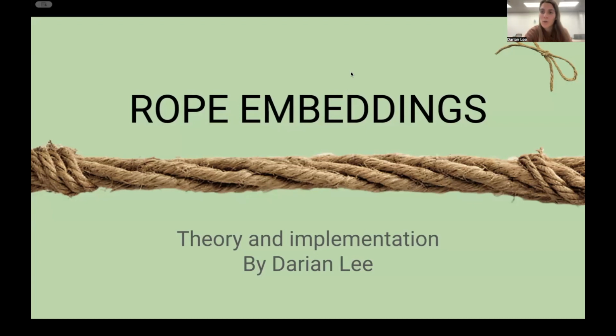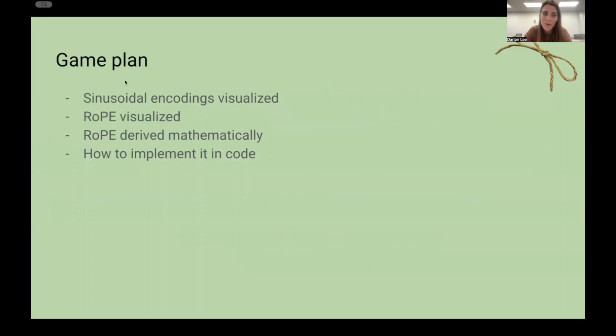Hello, so today I am going to be talking about rope embeddings. Specifically, what I'm going to be covering is sinusoidal embeddings, as well as how you can visualize them, visualizing rope embeddings, and spoiler alert, this may be different than how they were explained to you at first. I think seeing what they actually do can be a little bit surprising, but is very useful to cover. Then we are going to derive rope mathematically, and that's going to lead us very nicely into how to implement this in code.